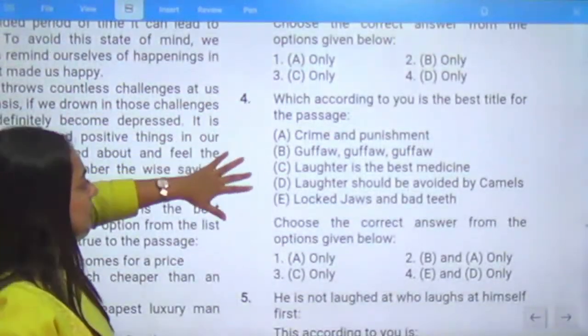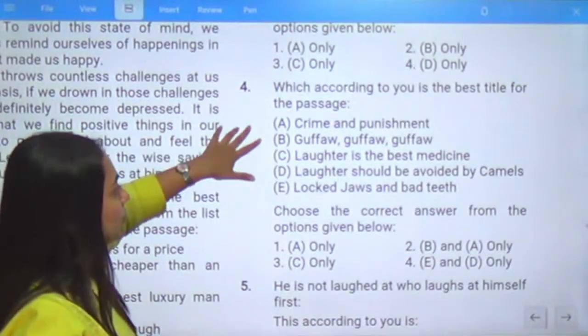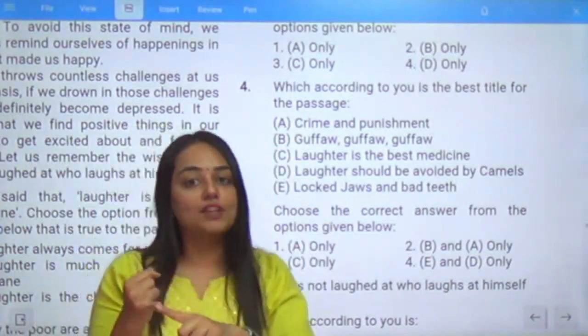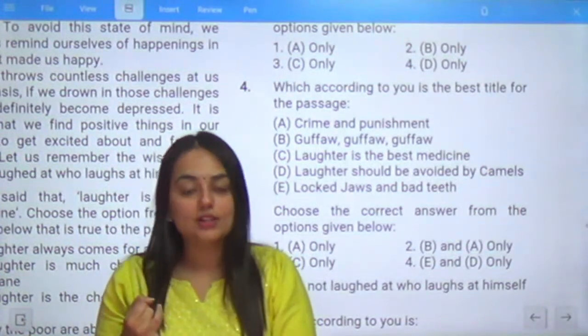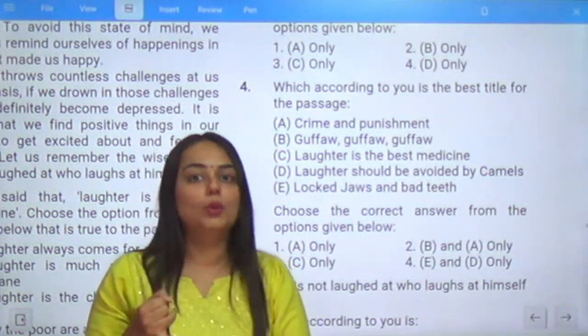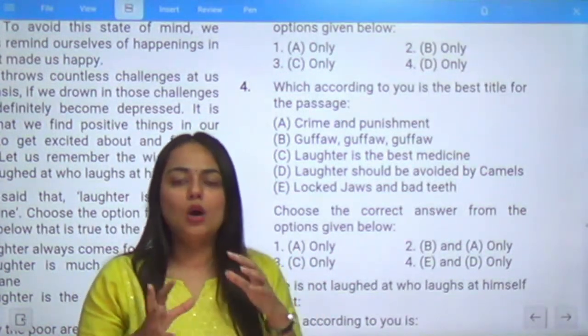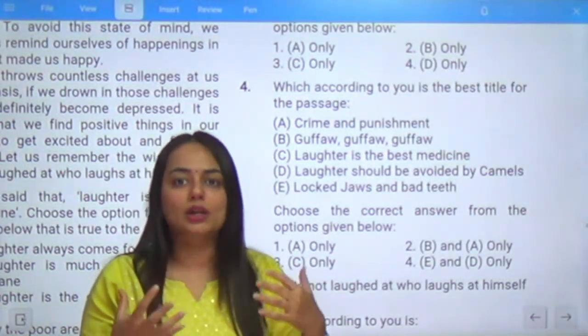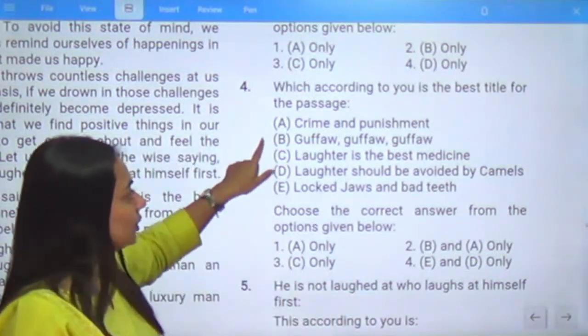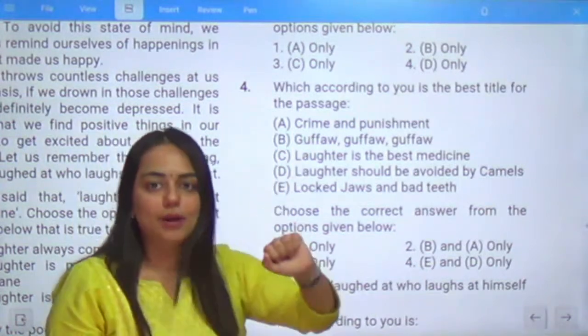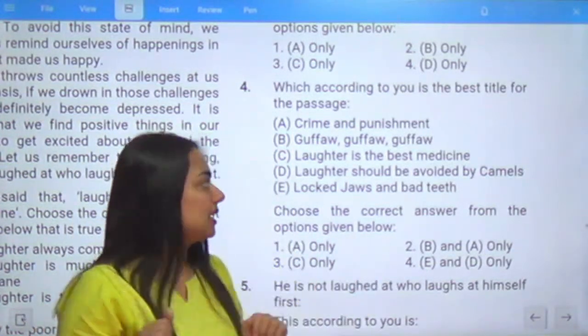Right, let us see if there are some other good questions from it. Which, according to you, is the best title of the passage? So, they have given you a question on idiom phrases also. They've given you match the following also. They simply check your verbal aptitude, how comprehensive your abilities are to understand the passage. So, here this one is about the title of the passage. Can we say crime and punishment? It wasn't discussed in the passage.